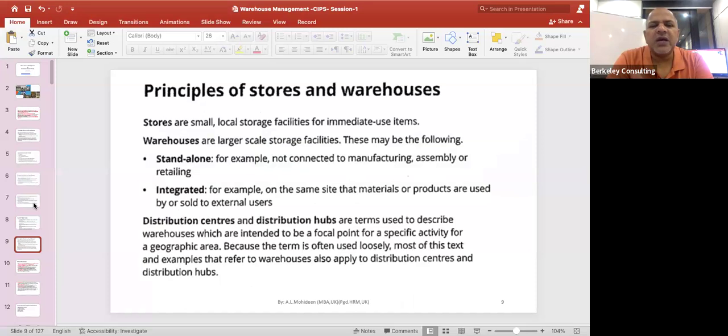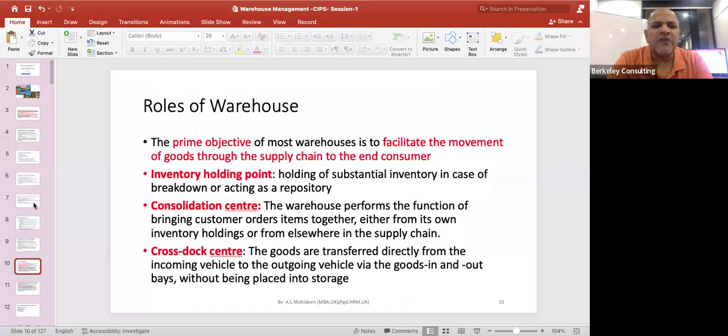Principles of stores and warehouse. We discussed this one. Role of warehouse. The primary objective of the warehouse is to facilitate the movement of goods through the supply chain to the end customer. So now the materials are coming from the supplier, converted into a final product, and this final product will be stored again according to the customer requirement. It will be sent to the customer's hand.